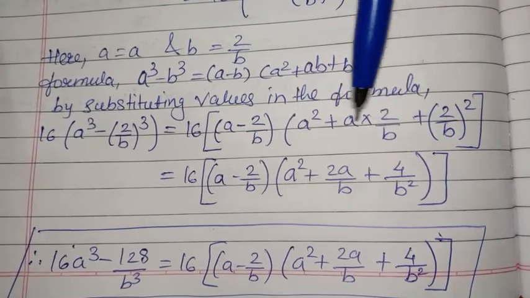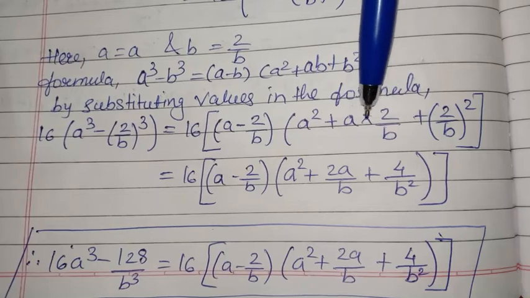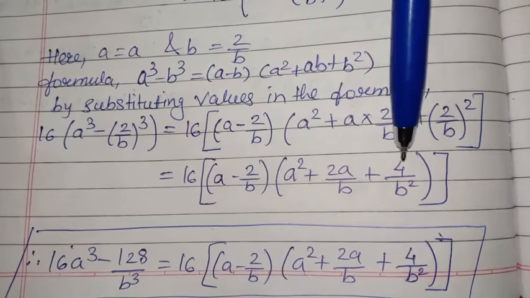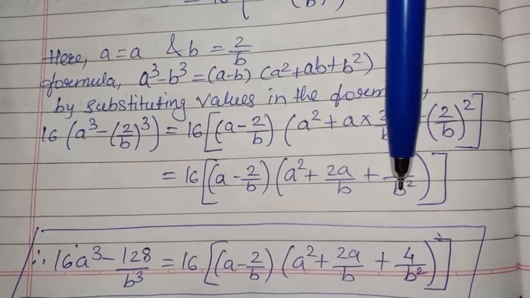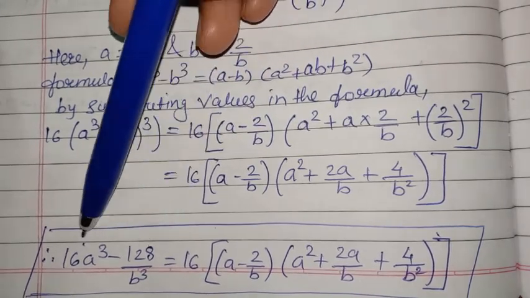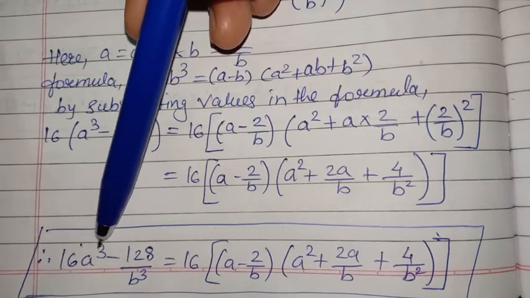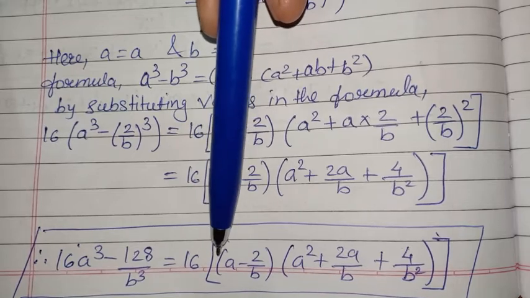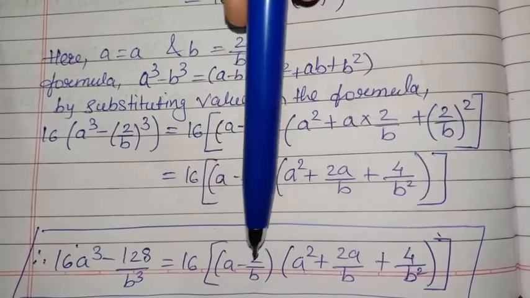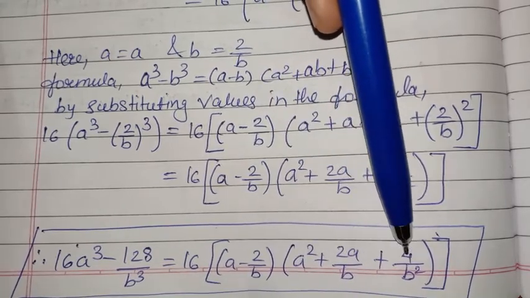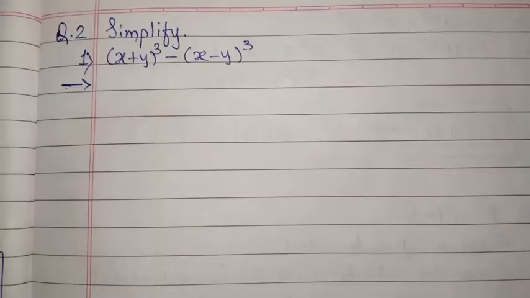Now solution for this, 2 into 2 upon b is equal to 2a upon b plus 2 square is 4. So 4 upon b square. So this is the final solution of this sum and we'll write it in front of the question which is asked. So 16a cube minus 128 upon b cube is equal to 16 into (a minus 2 upon b) into (a square plus 2a upon b plus 4 upon b square).